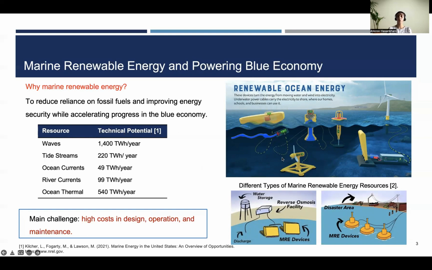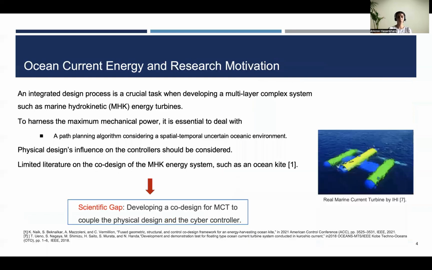Specifically, we focus on the ocean current and marine current turbine system. We have different applications for these technologies, such as water desalination and powering disaster areas, which can benefit the blue economy. But the main challenges for developing marine renewable energy systems are high cost in design, operation, and maintenance. So we need some mature research in this area.